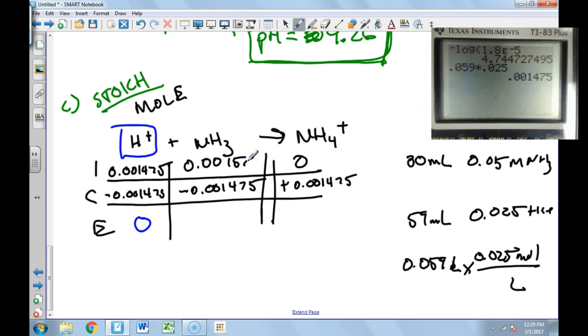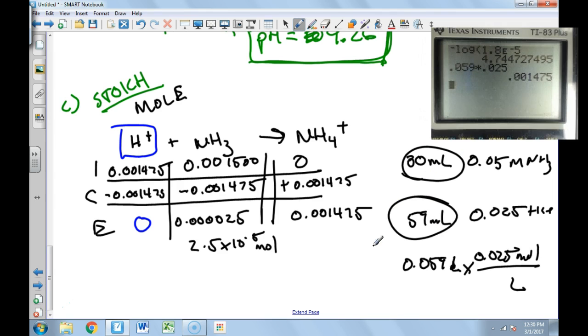0.001475. And so now this is where it gets totally crazy, is that this concentration is 2.5 times 10 to the minus 5th mole, not concentration, that number of moles. Okay, I put that in scientific notation. And then this number of moles is 0.001475. Now that's moles. Now we need to know how many milliliters that is. So it's 89 milliliters. We have 30 and 59. So this is divided by 0.089, and this divided by 0.089.